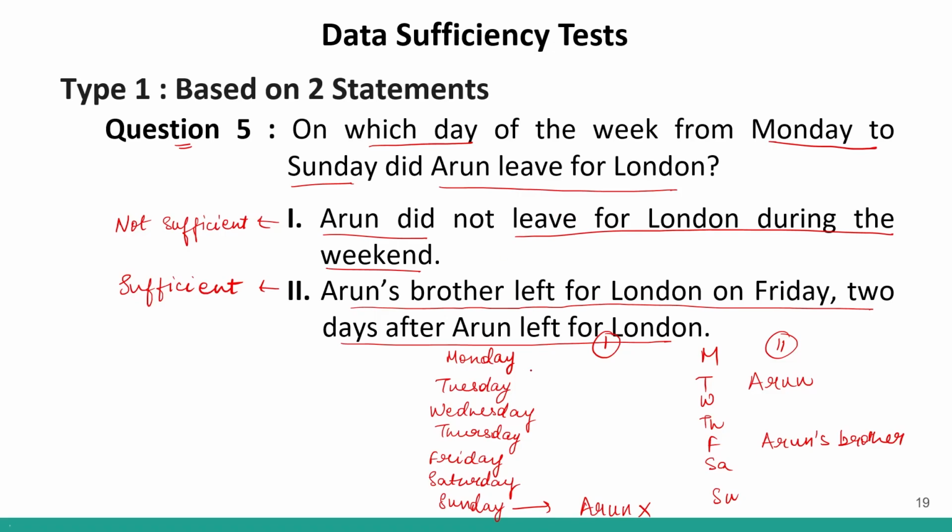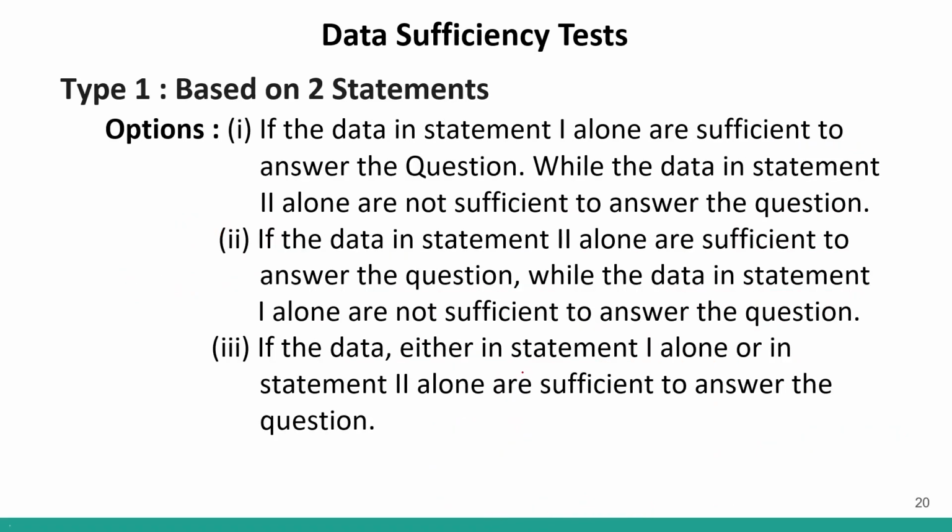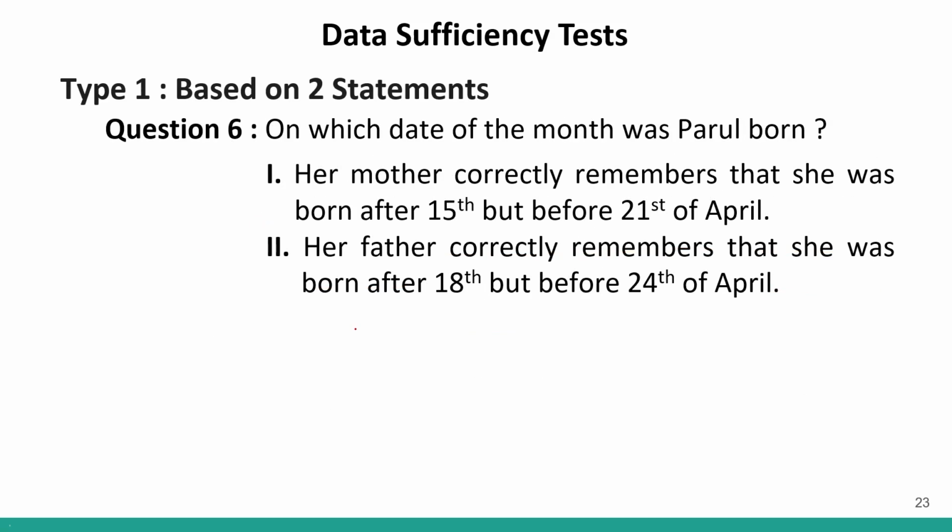Correct? So my answer will be that statement 1 alone is not sufficient, but statement 2 alone is sufficient. So if I look at the options, I can see that statement 2 alone is sufficient to answer the question, while statement 1 alone is not sufficient. So my answer will be option number 2. Clear? Now, coming to question number 6.